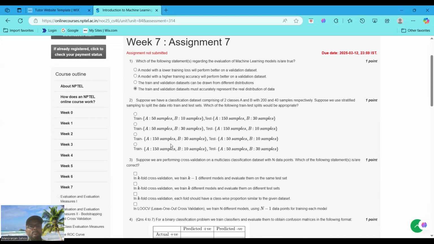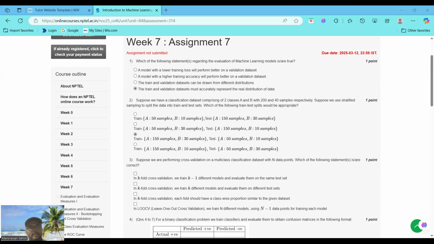Moving to question number 2. Suppose we have a classification dataset comprising two classes, class A and B, with 240 samples respectively. Suppose we use stratified sampling to split the data into train and test data. Which of the following train and test splits would be appropriate? We choose option C. Why do we choose option C?